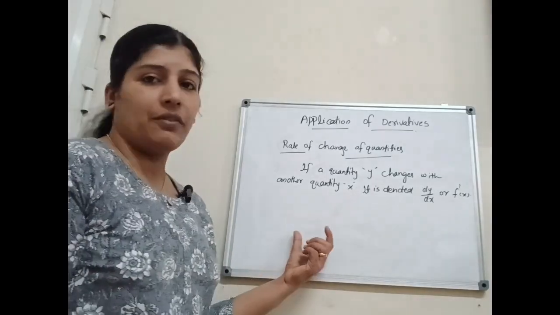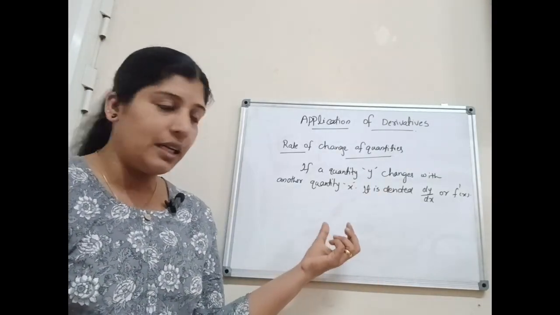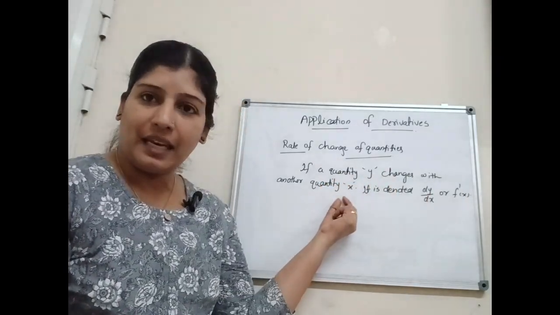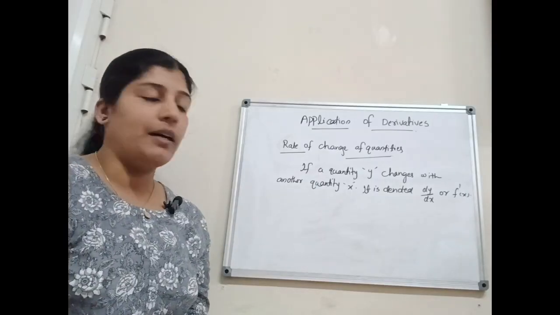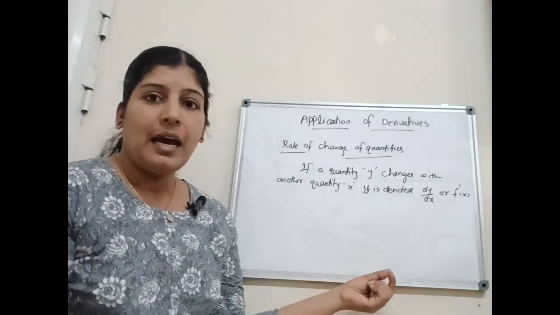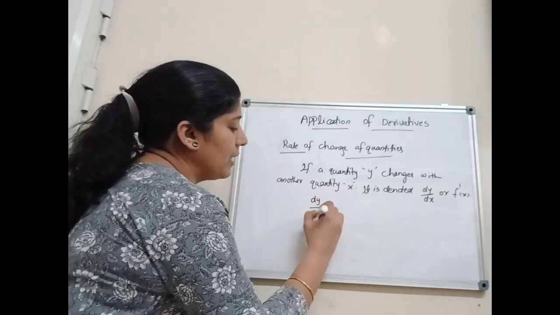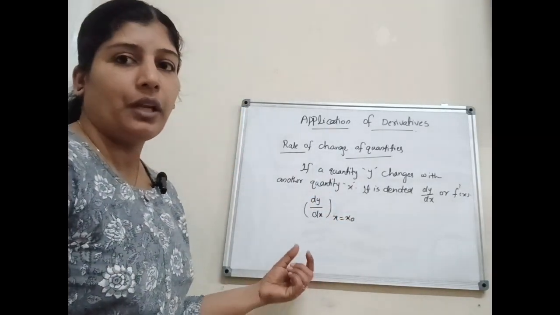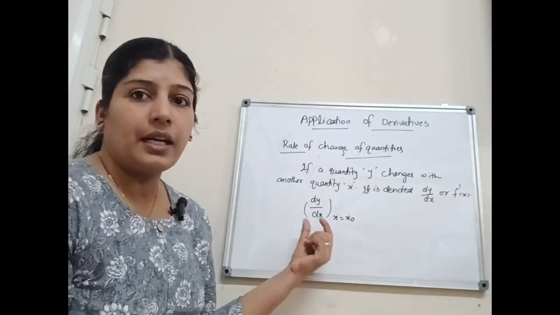That is your previous result: rate of change of variable y with respect to x. In the same manner, here we discuss the rate of change of quantity y with respect to another quantity x. It is denoted by dy by dx or f dash of x. Next we have to find out the rate of change of this quantity at a particular point. How can we define it? That is dy by dx at x equal to x naught. What is the rate of change of quantity at that particular point?